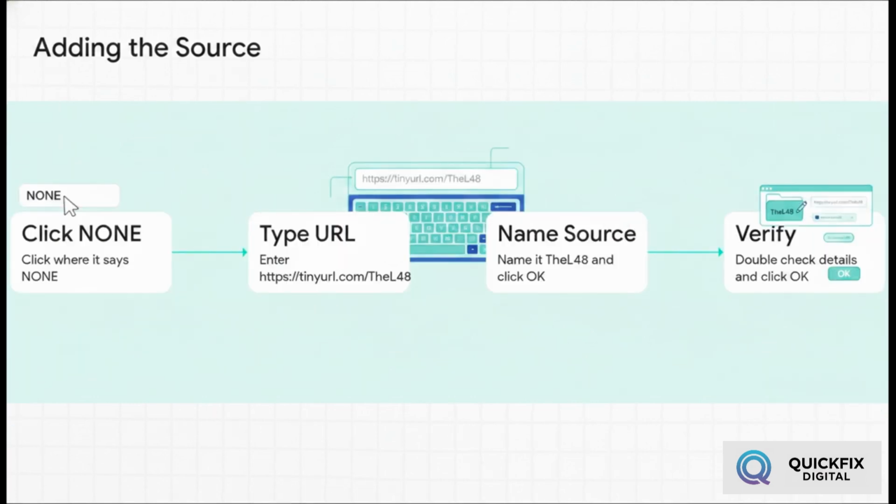Continuing with Phase 1, Step 4 requires you to click right on the word None that pops up in the dialog box. That's going to open up your virtual keyboard. Now, Step 5, this is the most critical part, guys. Meticulously type in that primary URL exactly as it was shown.